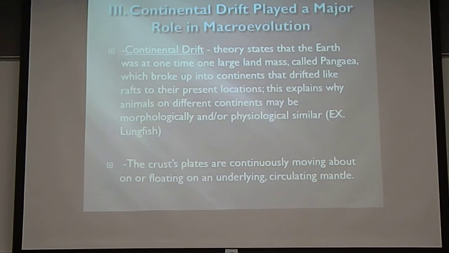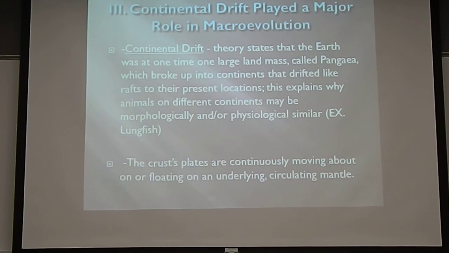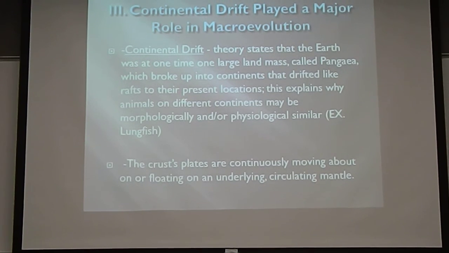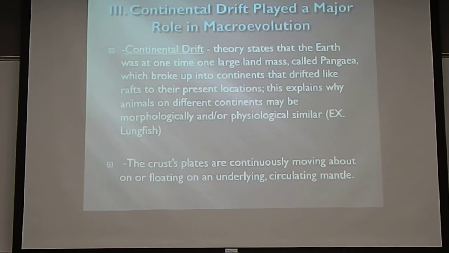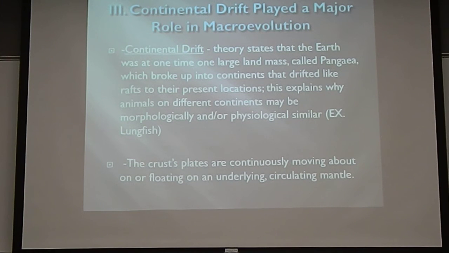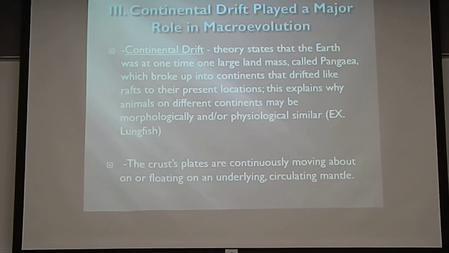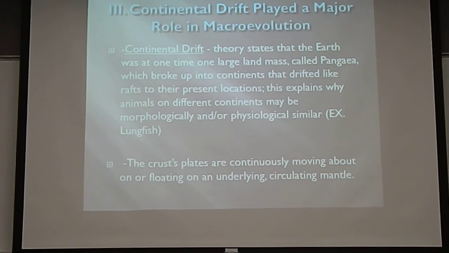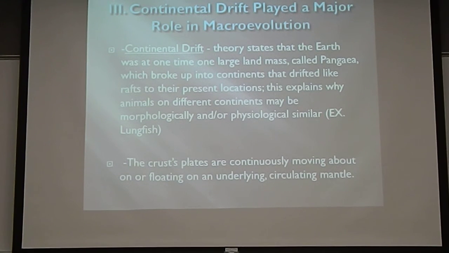And continental drift says that at one time there was a large landmass called Pangaea that broke apart, and those plates floated on the mantle until they got to the place where they are now. So this is used to go along with that biogeography that I talked about, where you had lungfish in Southeast Asia and Africa and South America. They look very similar. Everything's very similar about them, but they are different species. And one way to support that is the theory of continental drift.